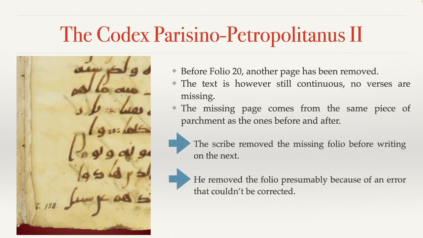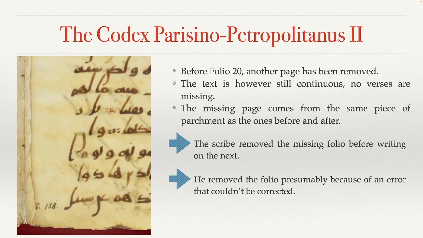The scribe removed the missing folio before writing on the next page. We know that because neither verses nor subsequent folios are missing. He removed the folio presumably because of an error that couldn't be corrected. It must have been a major error, else he could have corrected it on the folio itself, like he did on folio 10, where he added a second lam to the word kala in order to turn it into kalala. So what was the error?